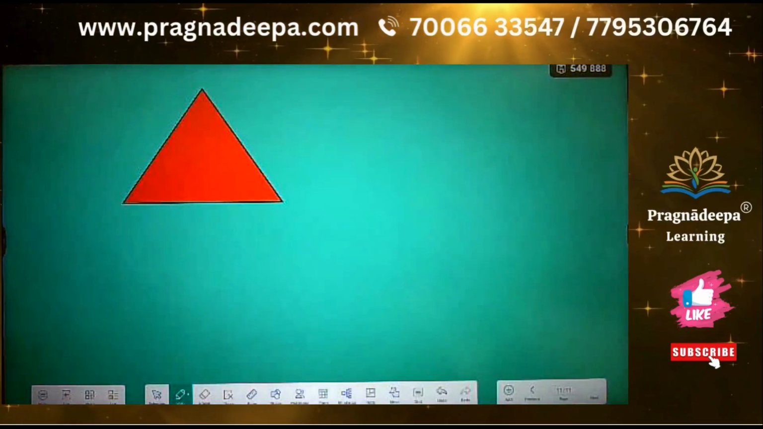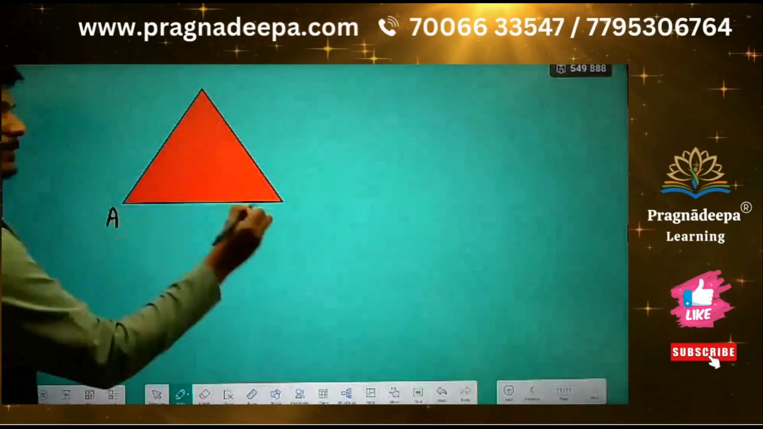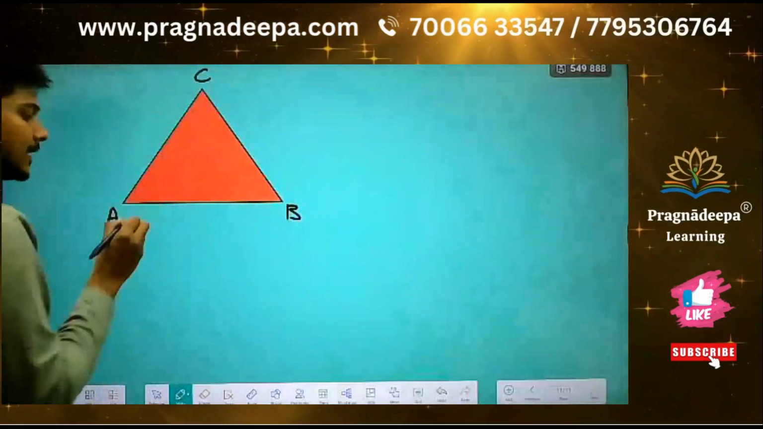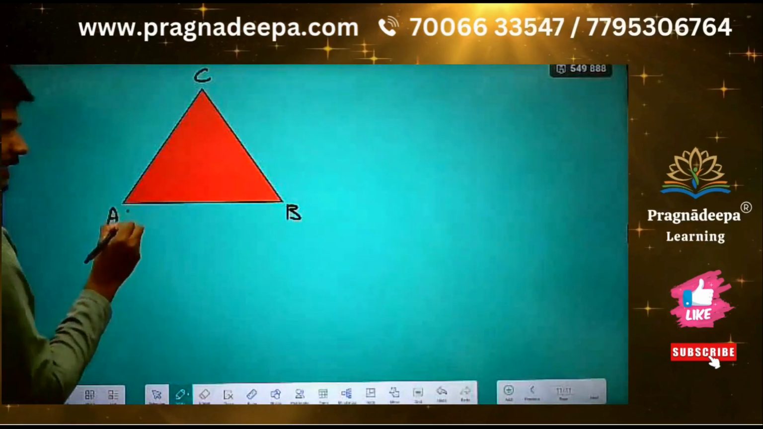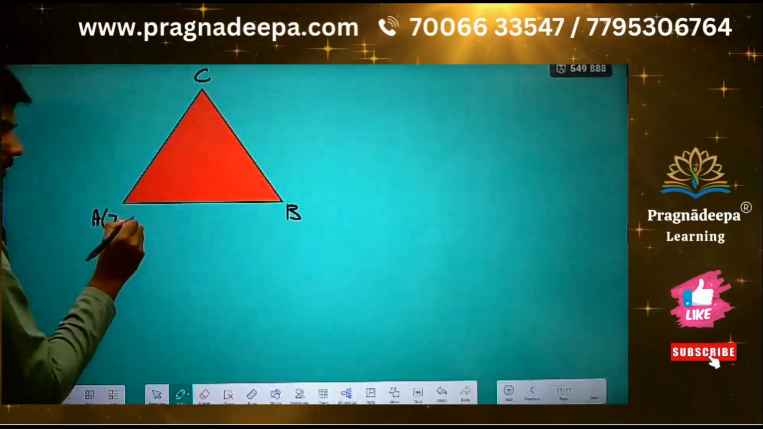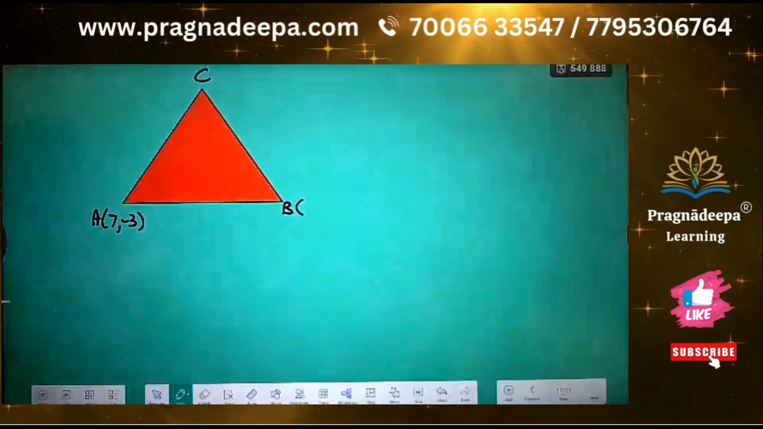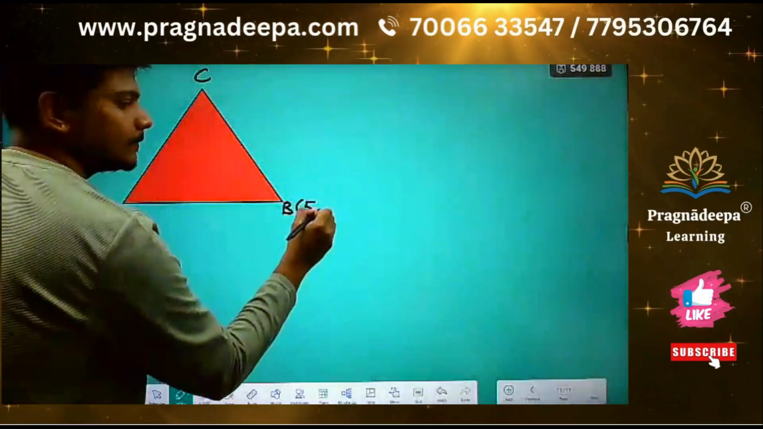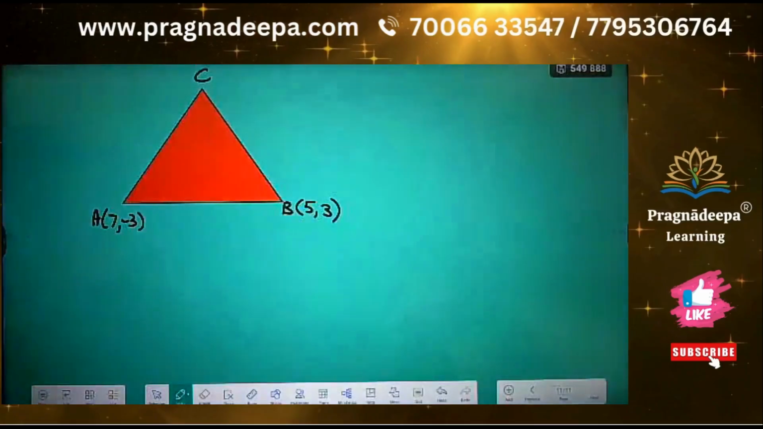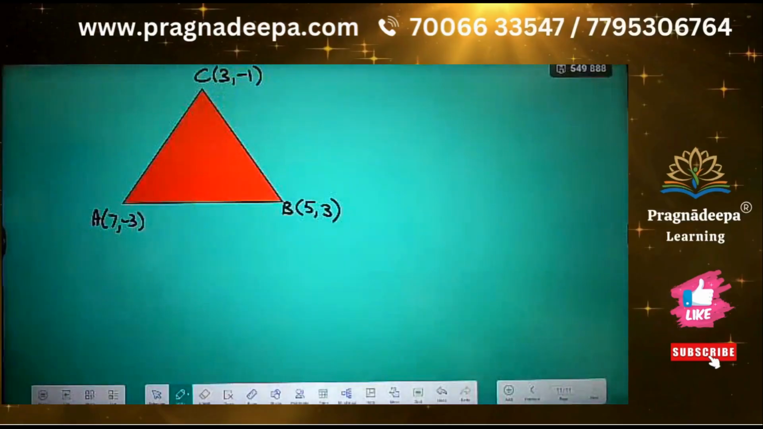So you have the coordinates. So you have one triangle ABC. ABC is your triangle. And they have given the coordinates of A. Coordinates of A is 7, -3. Coordinates of B is 5, 3. Coordinates of C is 3, -1. So what you need to find? You need to find the length of the medians.